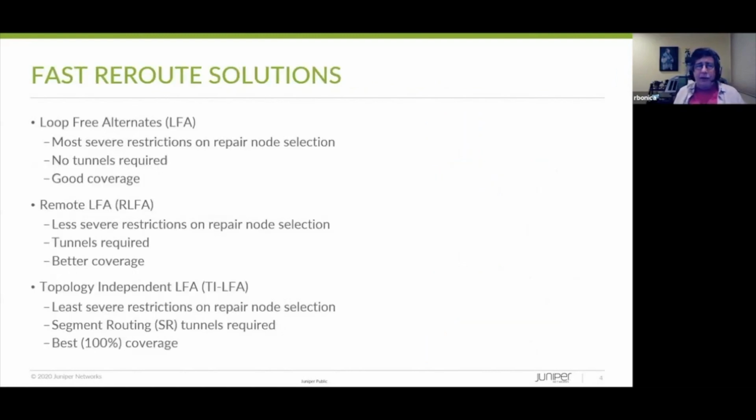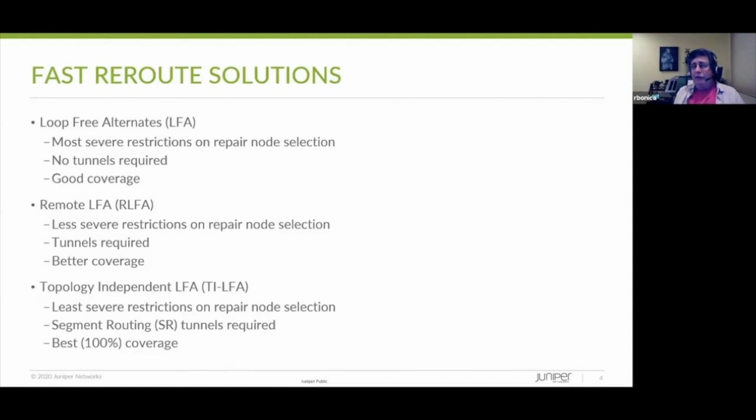Now, there are three fast reroute solutions. They've evolved over time: LFA, RLFA, and TI-LFA. There are some things that all three solutions have in common, and some things that make them different. What they have in common is each of them has something called a point of local repair. The point of local repair is just upstream of the protected resource. It notices that the protected resource is broken first. The other thing they all have in common is something called a repair node.